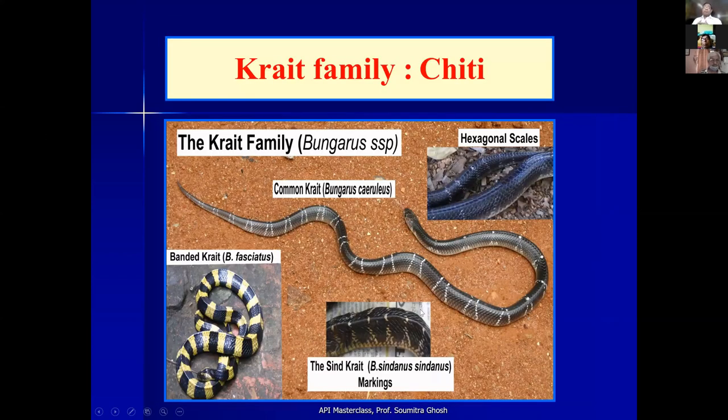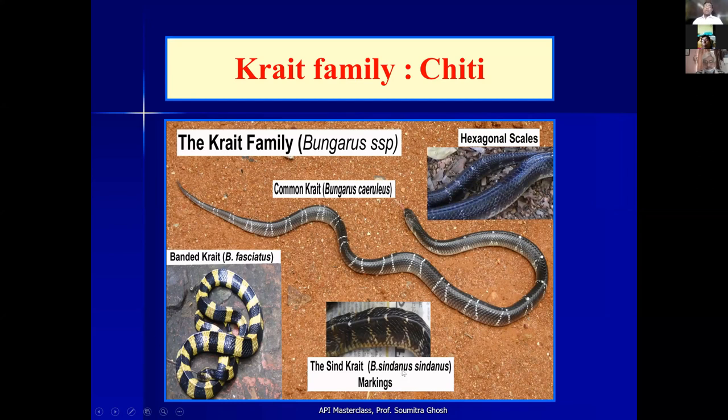On the other side, it is the krait. This is in Bengali commonly called Chitisha. And the krait family may have the common krait, like Bungarus caeruleus. It can have the banded krait, which in Bengal is called Shankhachur Sap. This is Bungarus fasciatus. And this is called Wall's sind krait, or Bungarus sindanus sindanus.